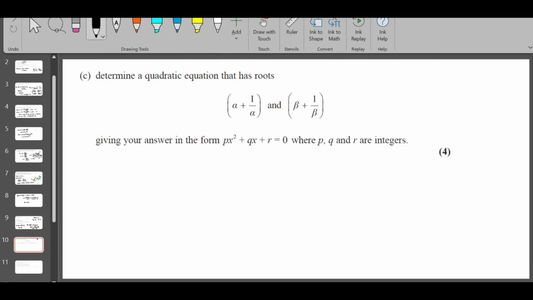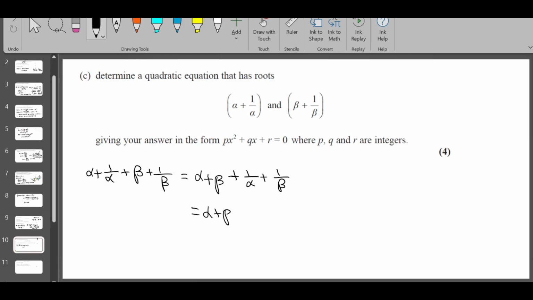Part C, it's a 4-mark question. Determine a quadratic equation that has 2 roots, this and this. So to find the quadratic equation, we are going to find the sum of the roots and then the product of the roots. Let's find the sum of the roots. Alpha plus 1 over alpha plus beta plus 1 over beta, you can write this as alpha plus beta, keep it as it is, plus 1 over alpha, 1 over beta.